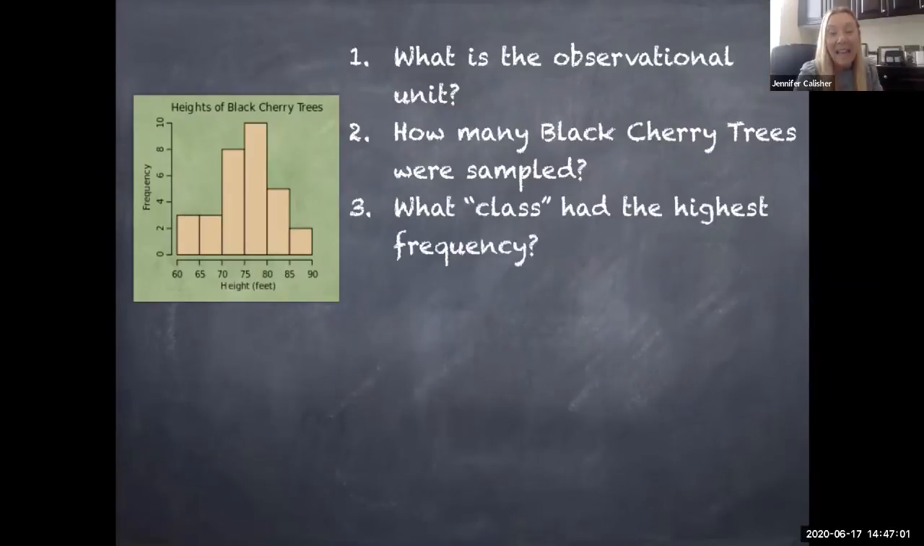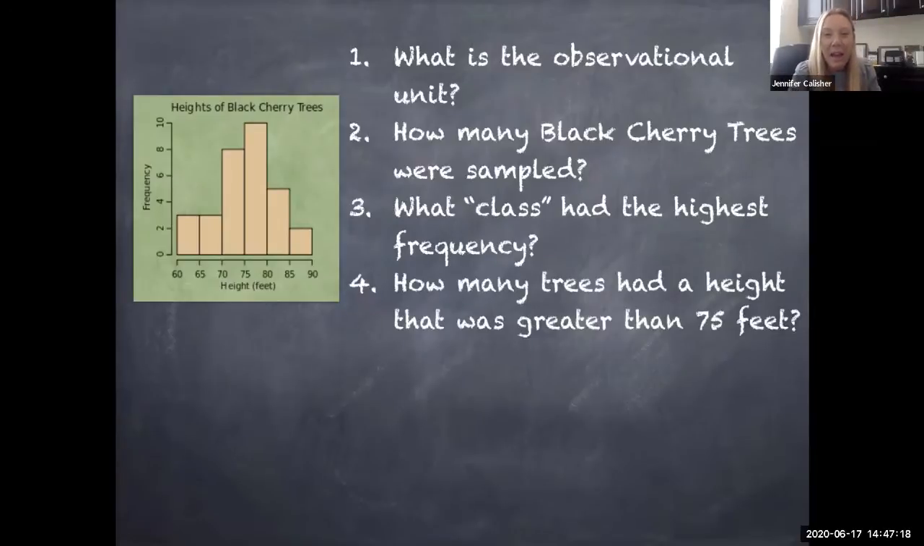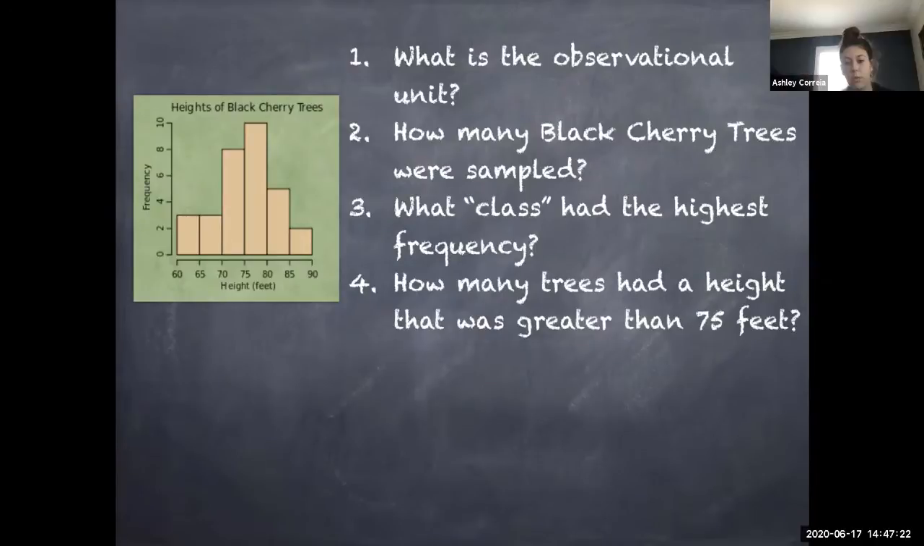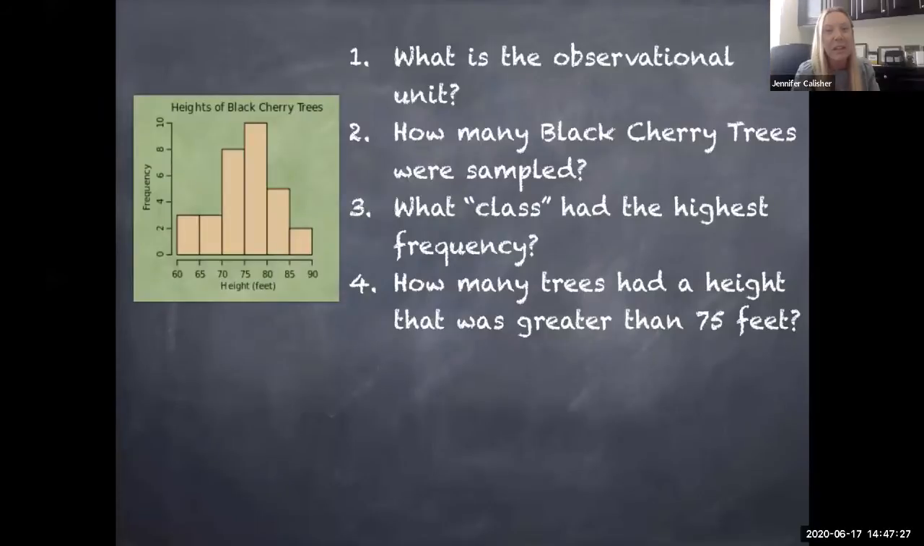What class had the highest frequency? Let's see, Jesus, which class had the highest frequency? 75 to 80. Exactly, perfect. I can't read number 4. Ashley, can you read number 4 for me? How many trees had a height that was greater than 75 feet? Perfect. So how many trees had a height that was greater than 75?